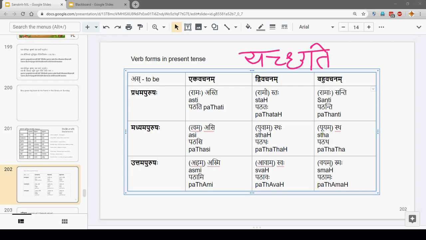Karuna, so yachati. So this transliteration becomes yacha. Yeah, yachati. So now what we are trying to do is make this yachati follow the same pattern as pathati, pathataha, pathanti, which Jessica just completed, the first line here, right? Like pathati, similar to that, this yachati is there.